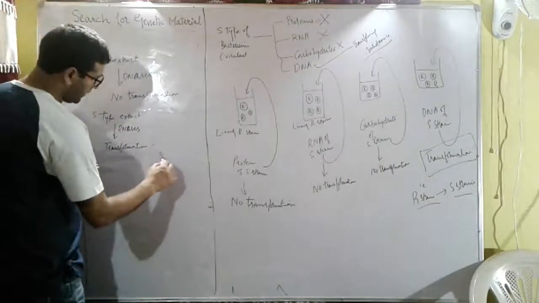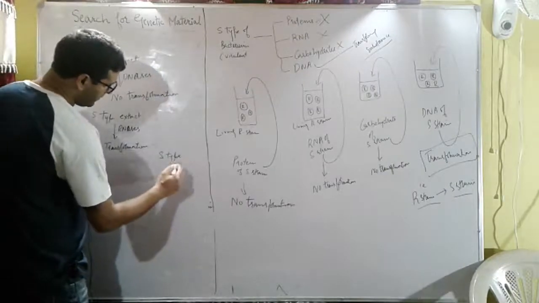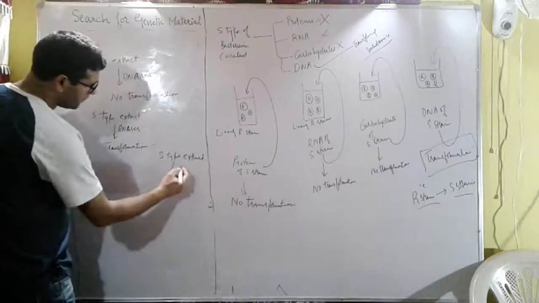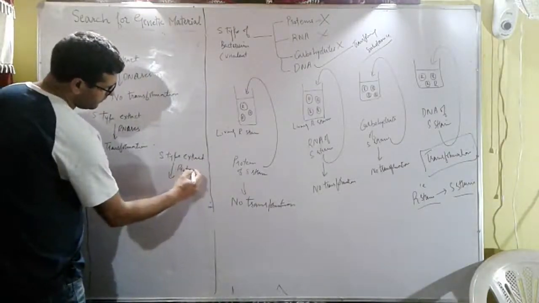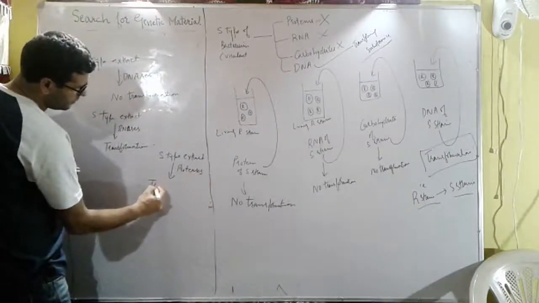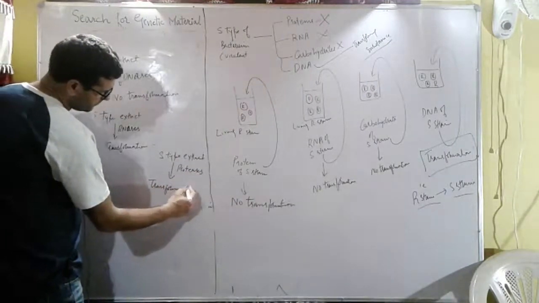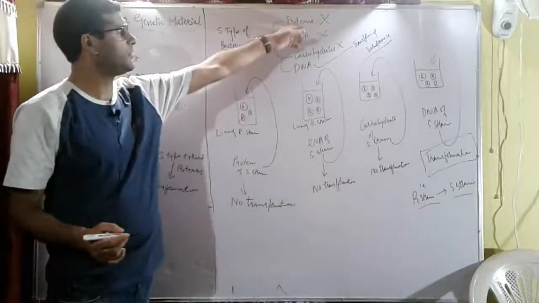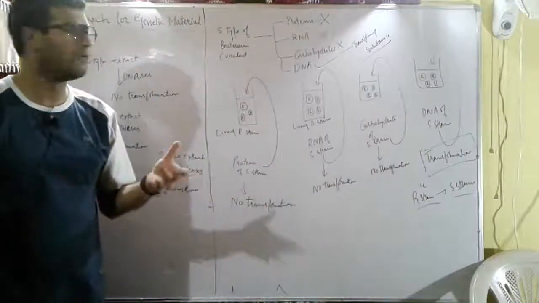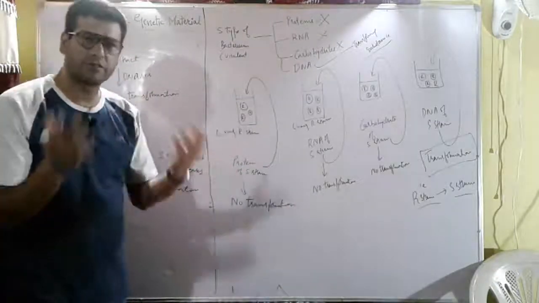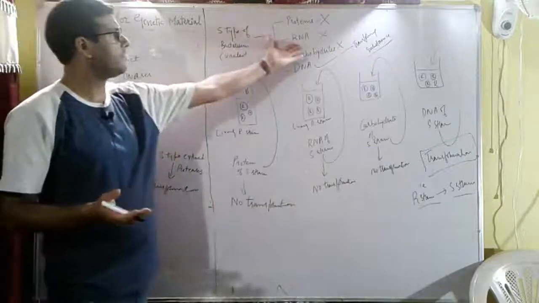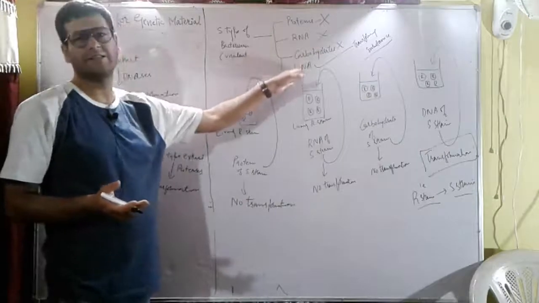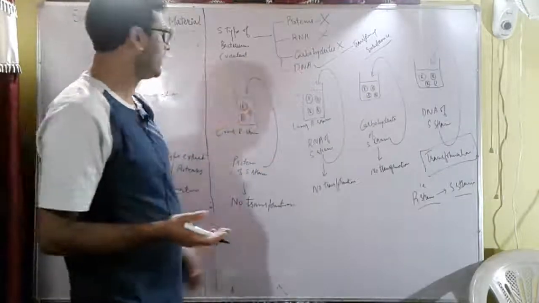Also, the S-type extract was treated with what? It was treated with proteases. Proteases are enzymes that destroy the proteins. Proteins are destroyed. It has caused no harm to DNA. Still transformation took place, because DNA was intact. DNA caused the transformation of R-type bacterium into the S-type bacterium.